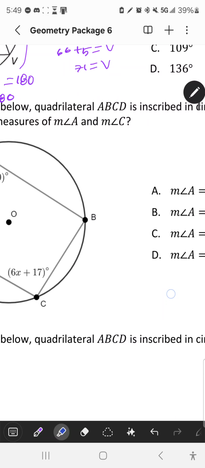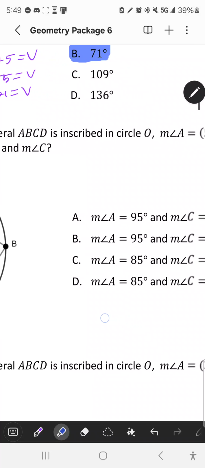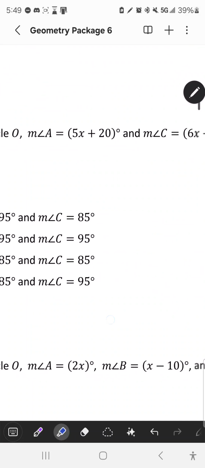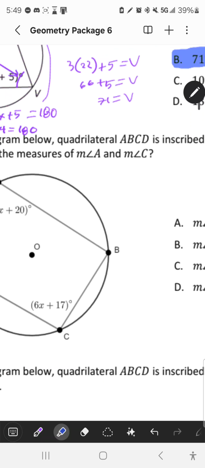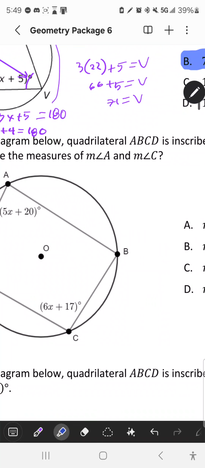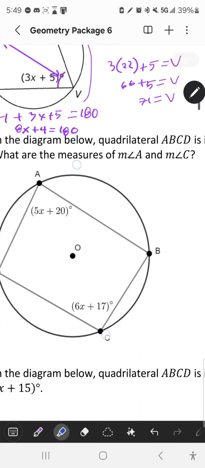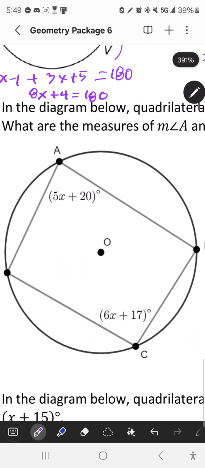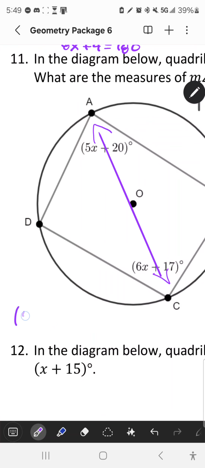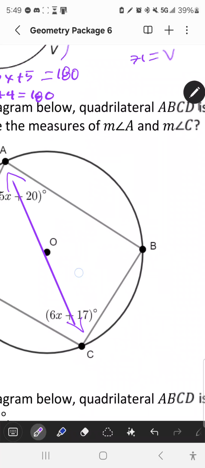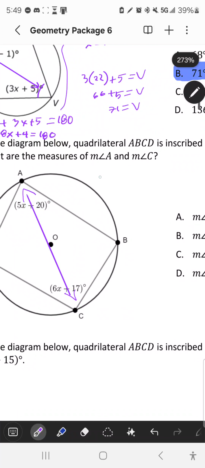Now 11. In the diagram below, quadrilateral ABCD is inscribed. The measure of angle A is represented, and the measure of angle C is represented. What is the measure of angle A and angle C? Now, if we draw the opposite line here as well, we're going to see that they are opposite, so they add up to 180. I'm going to do it here at the side.